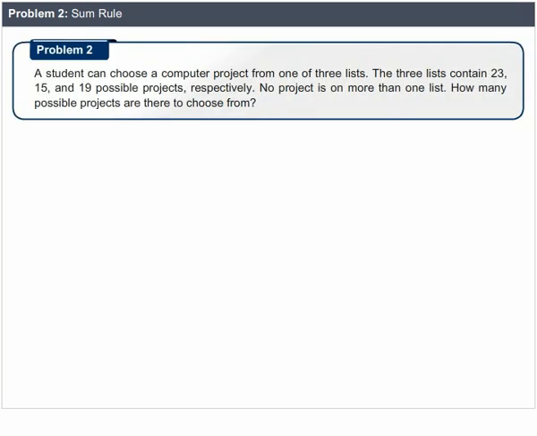A student can choose a computer project from one of three lists. The three lists contain 23, 15 and 19 possible projects respectively. No project is on more than one list. How many possible projects are there to choose from?